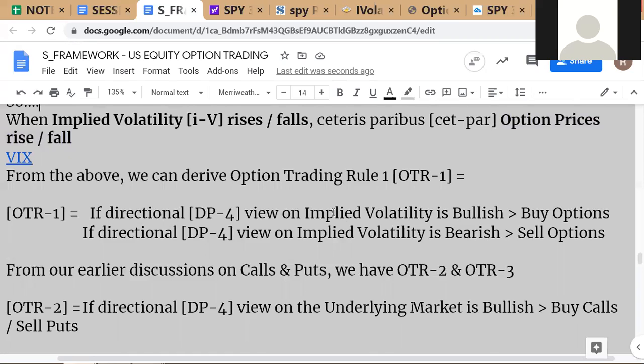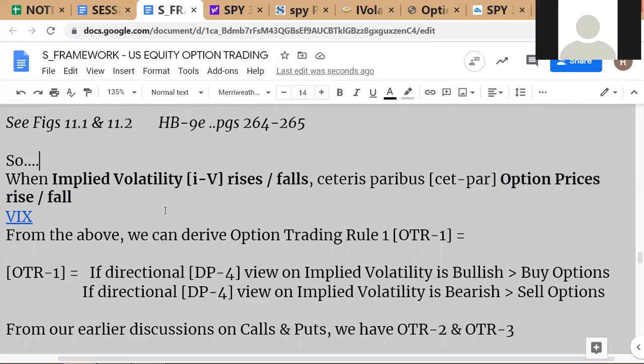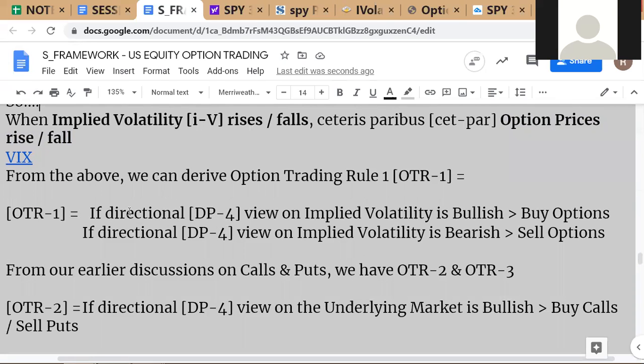Well, we have a rule for that because we know when the eyeball rises, option prices rise, while when this one falls, this one also falls. So my option OTR1 is, if my view on eyeball is bullish, then I will buy options. And if it's bearish, I will sell options. So what do I mean by view on eyeball, directional view?